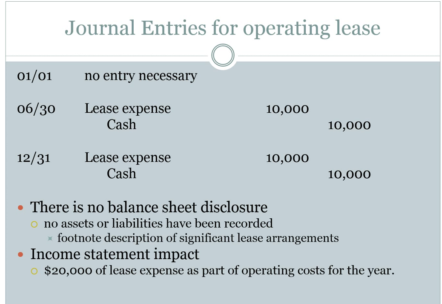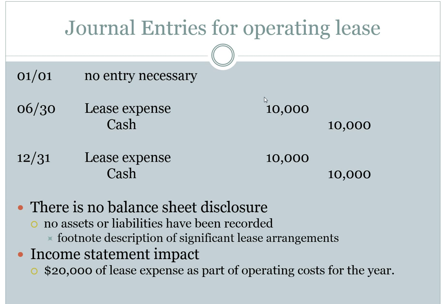There is no balance sheet disclosure. These transactions did not do anything to an asset other than cash, but we didn't capitalize the equipment that we're renting, nor did we recognize any sort of liability. And so there's nothing to disclose in terms of the balance sheet. That's why operating leases are sometimes referred to as off-balance sheet financing, because we get the use of an asset without having to recognize it on our balance sheet.